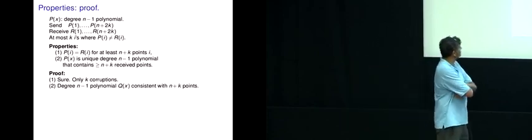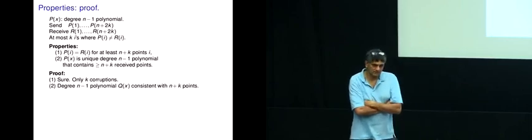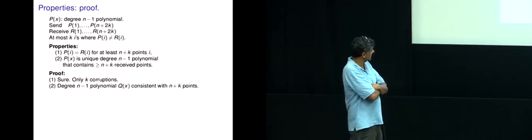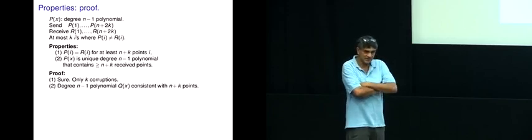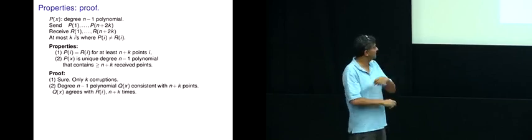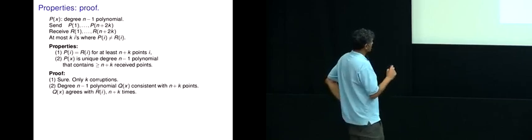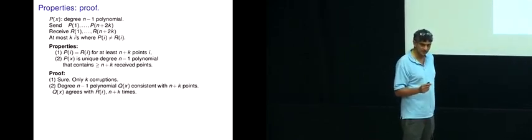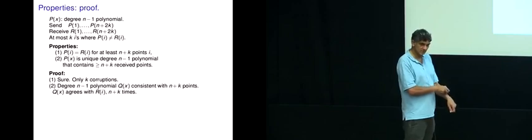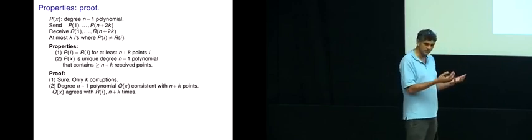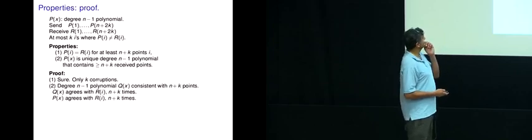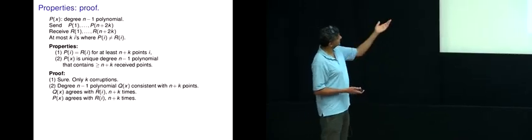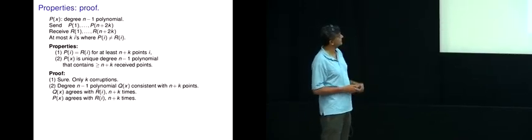So 1 is true, it's only k corruptions. Okay, so now let's assume the contrary, right? There's another polynomial, Q of x, that's different than P of x, that has degree n minus 1 and is consistent with n plus k points. So Q of x agrees with R of i n plus k times. It's just this polynomial fits almost all the points, all but k of them. Now, we know that P of x agrees with R of i n plus k times because there's only k corruptions, right? That's what property 1 says.